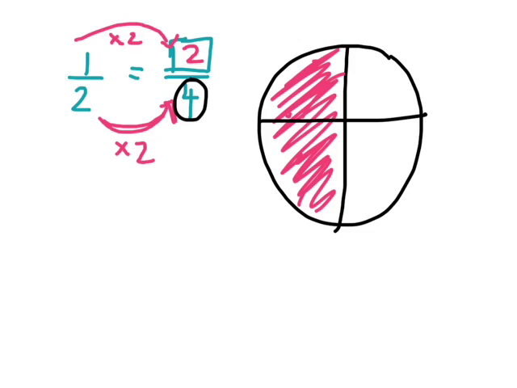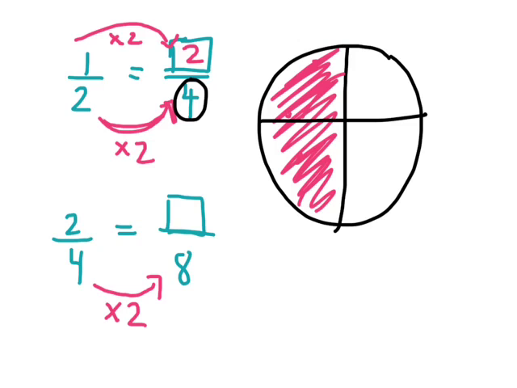Okay. So the next one says that 2 out of 4 is equal to something out of 8. So if it's cut into 8 parts. So let's do it this way first. 4 times what is 8? 4 times 2, right? Because 4 plus 4 is 8. So if I multiply this by 2, what do I have to do here? Same thing. Yep, so multiply it by 2. What's 2 times 2? It'd be 4. Okay, so it would be 4 out of 8.